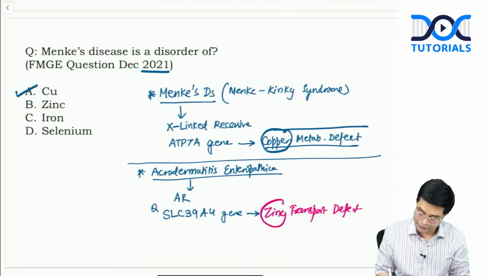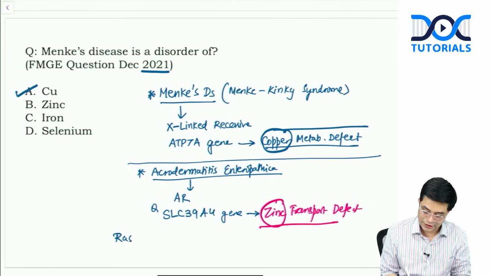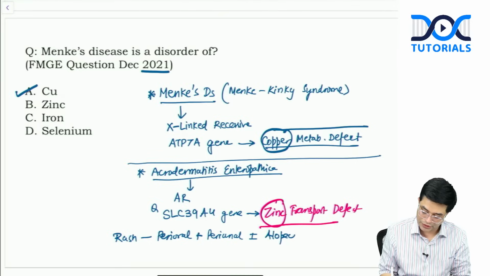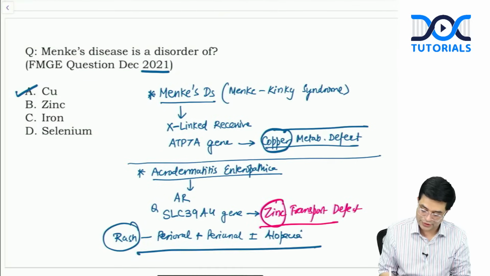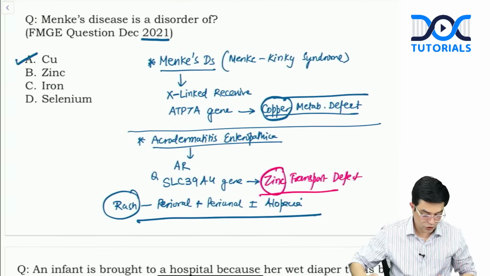And how would you identify these patients? Acrodermatitis enteropathica will have a rash which is perioral and perianal, with or without associated alopecia in the patient. So ऐसी rash zinc deficiency से होगी, right? So answer to this question is A, that is copper.